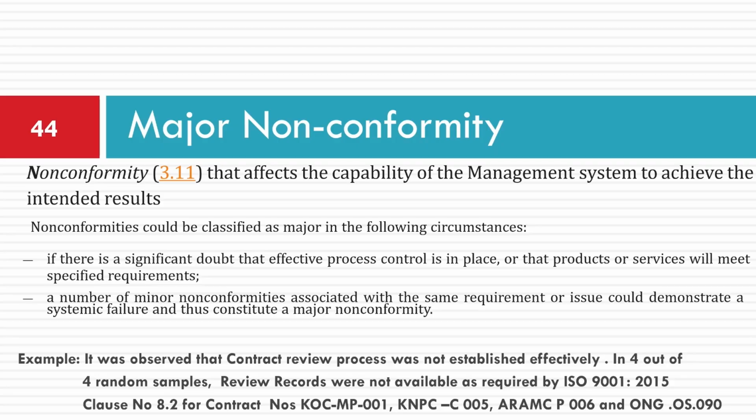So auditors will take random samples. They have taken one sample, they found a problem. Second sample, there is also a problem. Third random sample, there is also a problem. Fourth random sample, there is also a problem. That means there is a serious issue, casting doubt on the effectiveness of the management system. So their observation is, in 4 out of 4 random samples, review records were not available as required by ISO 9001:2015 clause number 8.2 for contract number so and so. So they have given objective evidence that these contracts were taken randomly, and in all of these it was found that there are no contract review records. So this is a major non-conformity.